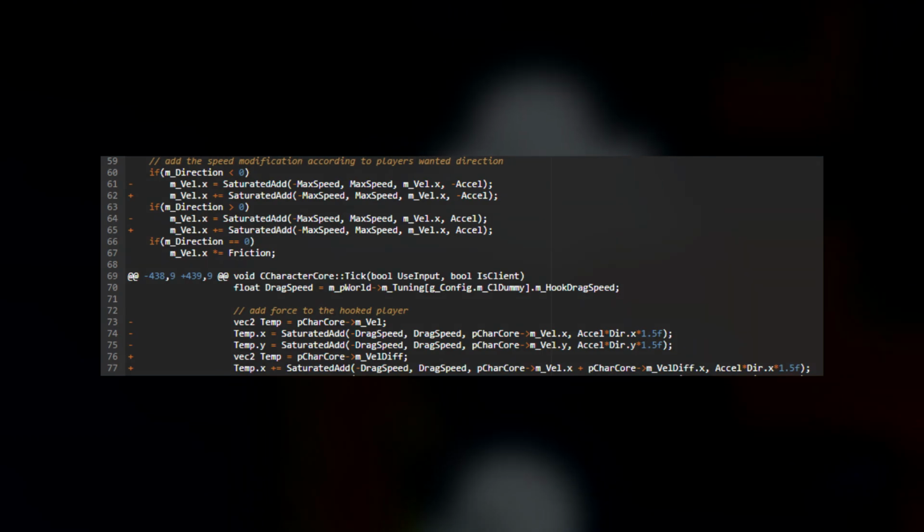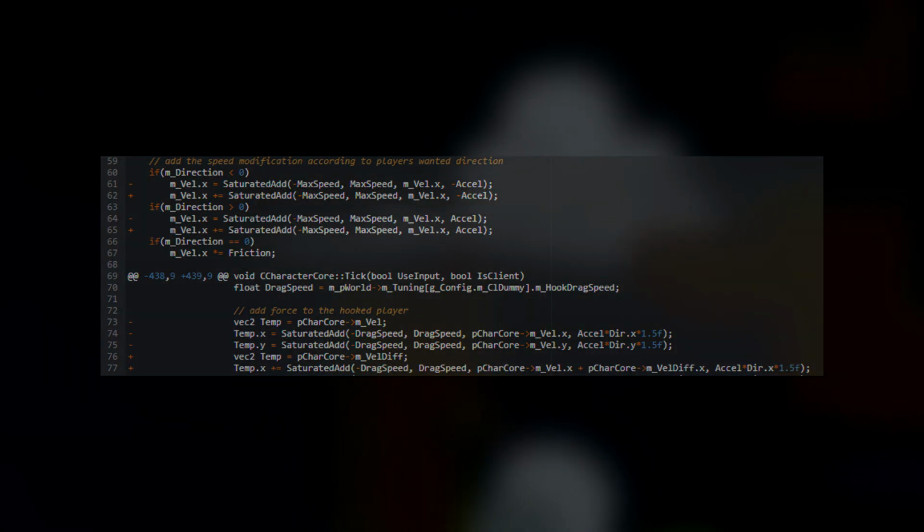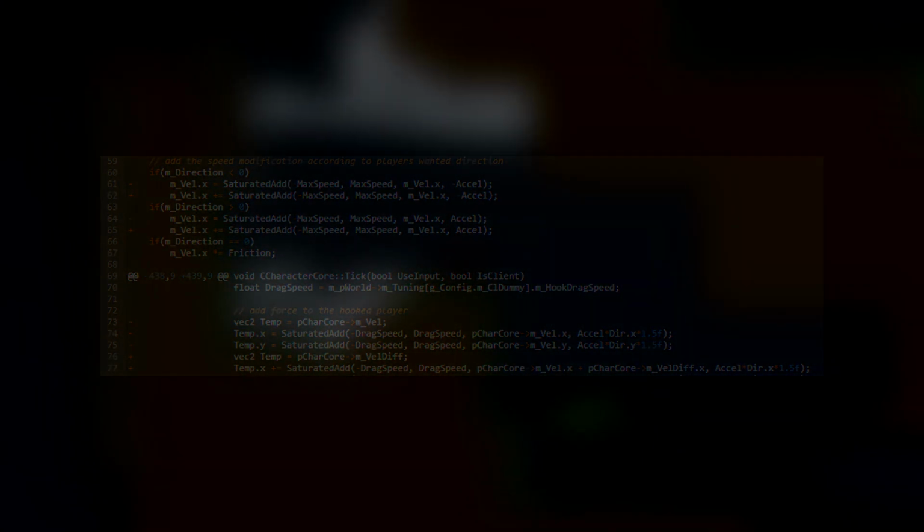However, many servers removed weak hook on their own. The weak hook fix was developed by Qshar and is active on COG, noby, FNG, and Bombay.